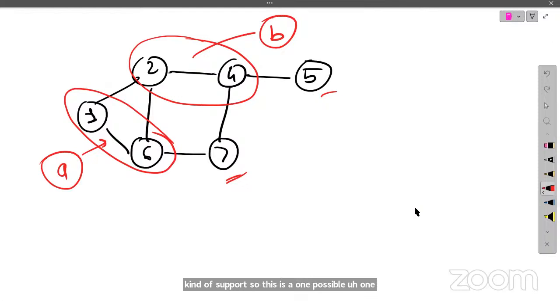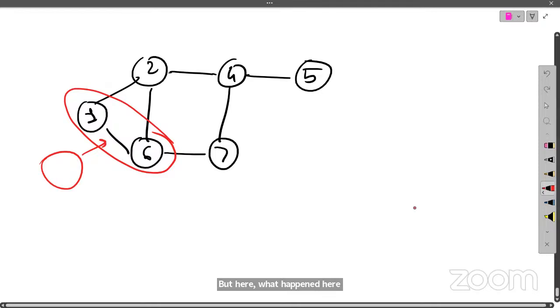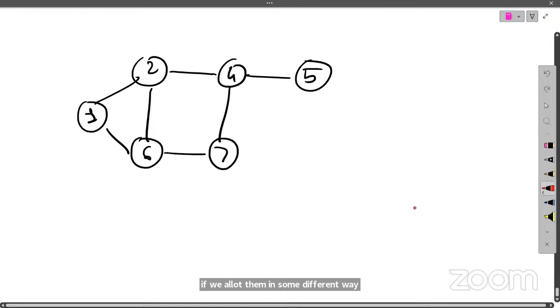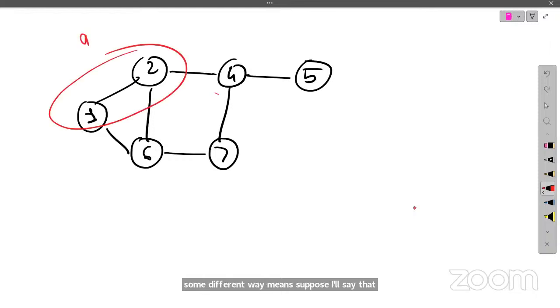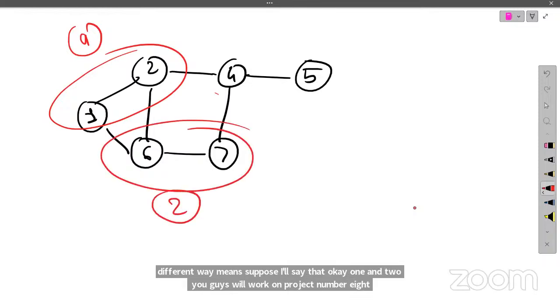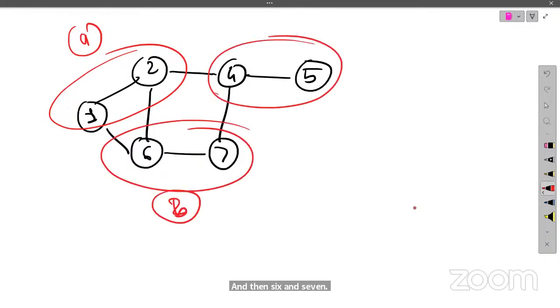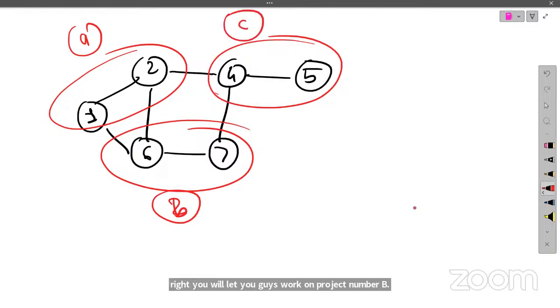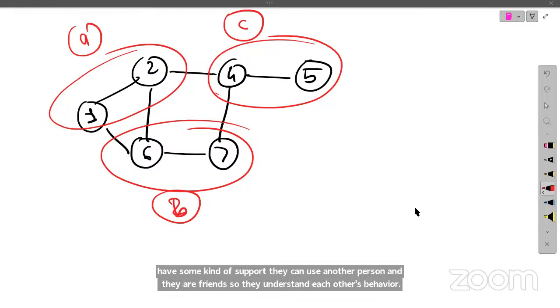But what if we allot them in a different way? Suppose I say 1 and 2, you work on project A, then 4 and 5, 6 and 7, you work on project B, and similarly C. Now this allocation feels very comfortable, and it gives everyone the opportunity to work in a pair. They have support, they can rely on another person, and they are friends, so they understand each other's behavior. Now this problem we can solve using matching.